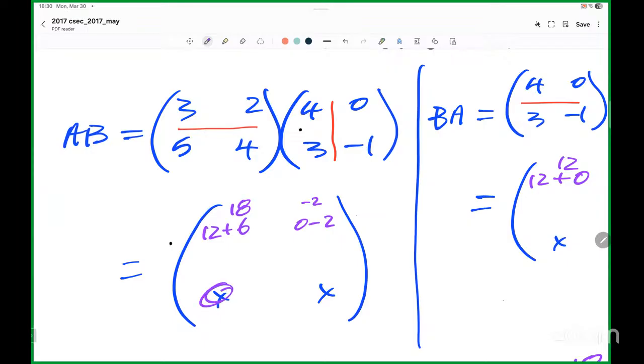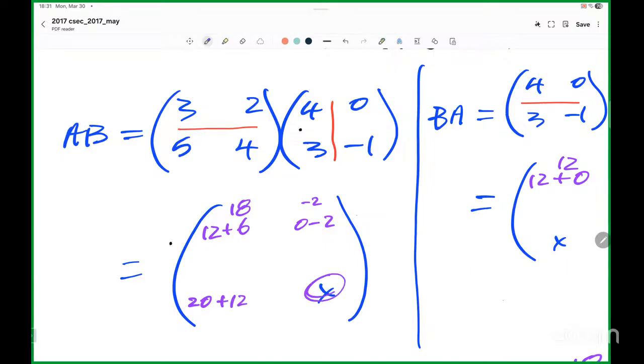And this value down here is in the second row, first column. So to get it, multiply this second row by this first column. First element times first element, second element times second element. 5 times 4 is 20, and 4 times 3 is 12.